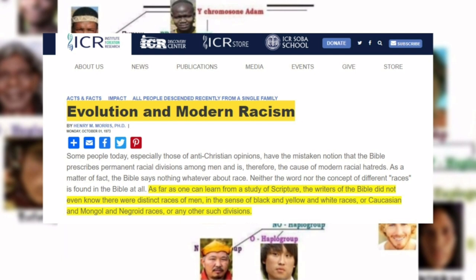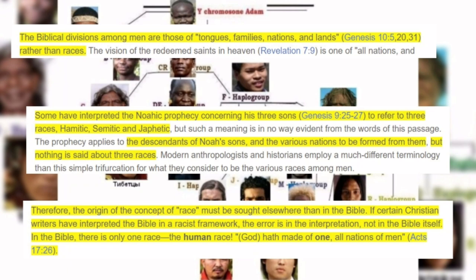Evolution and Modern Racism. As far as one can learn from a study of scripture, the writers of the Bible did not even know there were distinct races of men, in the sense of black and yellow and white races, or Caucasian and Mongol and Negroid races, or any other such divisions. The biblical divisions among men are those of tongues, families, nations, and lands. Genesis chapter 10, verses 5, 20, and 31.